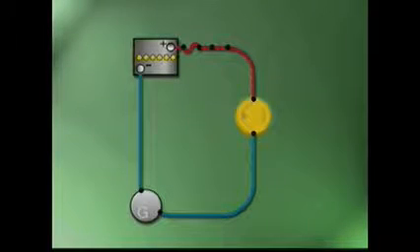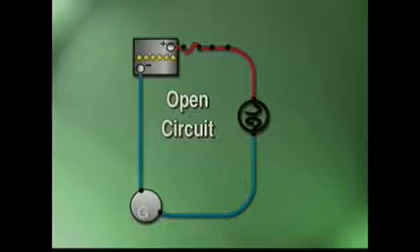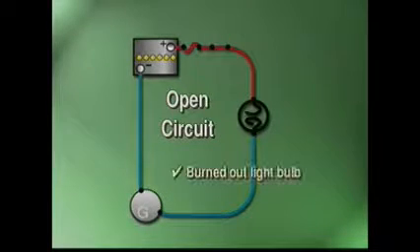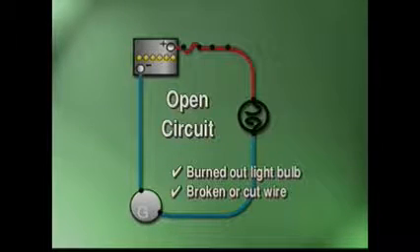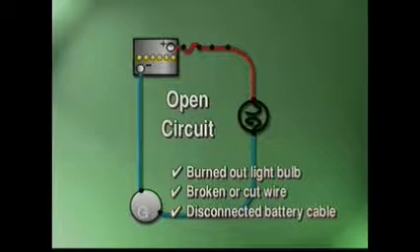An open circuit means the current flow path has been broken. Some examples of an open circuit are a burned out light bulb, a broken or cut wire, or a disconnected battery cable.